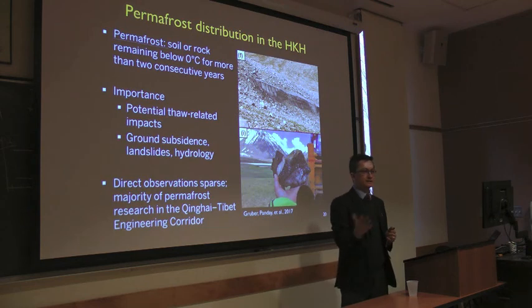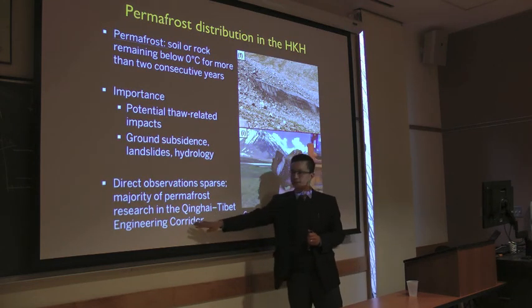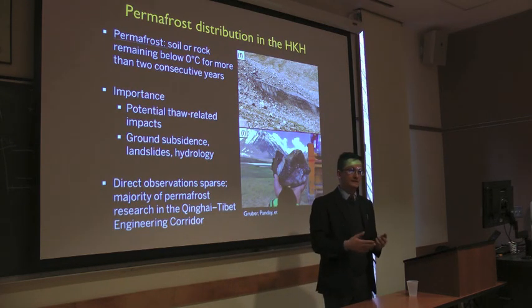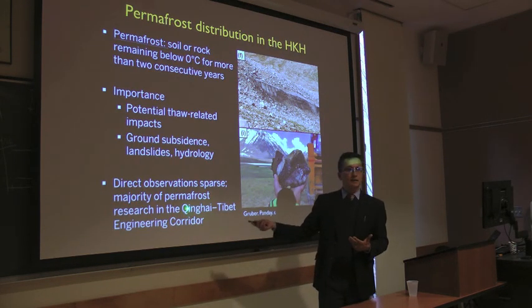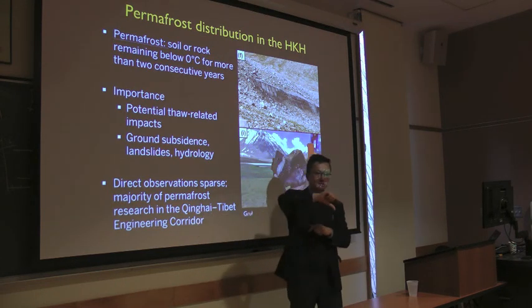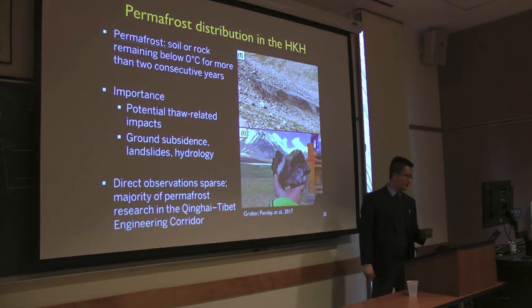The only data that's coming about permafrost is from the Qinghai Tibetan Engineering Corridor, mostly because there's a lot of big projects, pipelines and everything that's being planned in this region, so there's a lot of data coming from that particular region. It's sort of this narrow belt region. But most of the Himalaya, we have very few data.